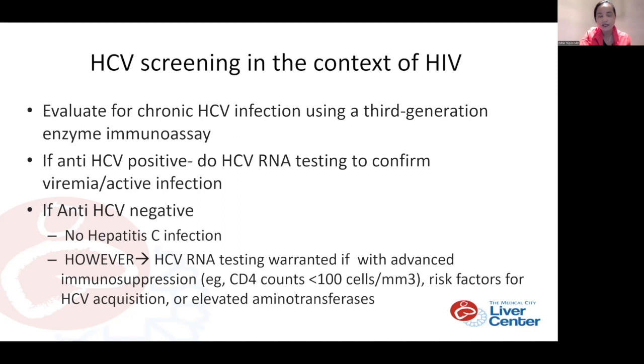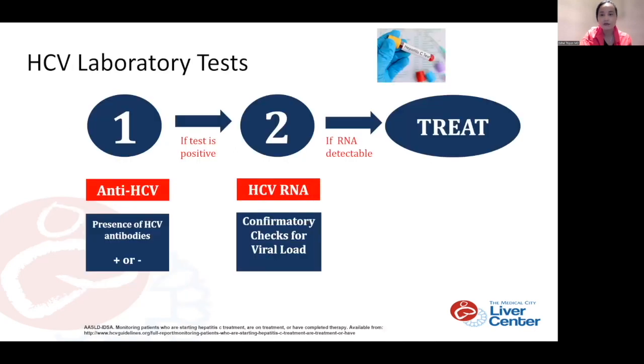However, in a patient where you highly suspect a possible acute hepatitis infection, you may want to do RNA testing, especially early after infection and in the setting of very low CD4 counts. You may not detect anti-HCV, but detect occult hepatitis C viremia. So in general, this is also the course of the diagnosis and management for hepatitis C. If your HCV viremia is confirmed, then you proceed on to treatment.